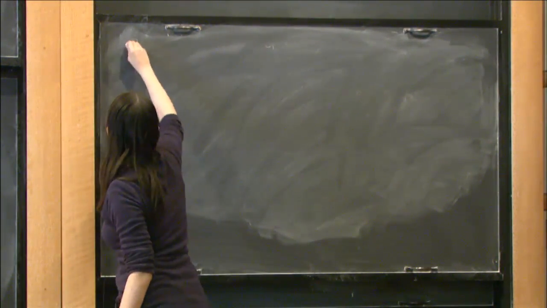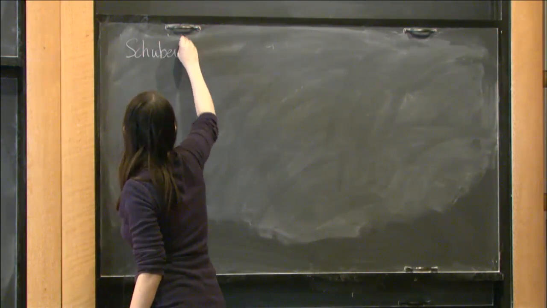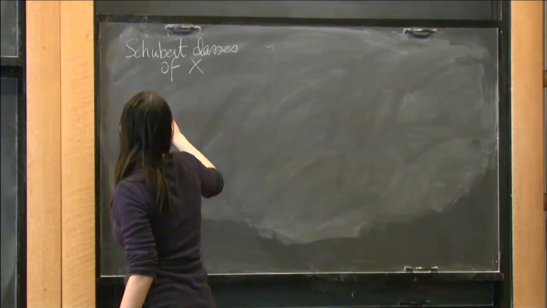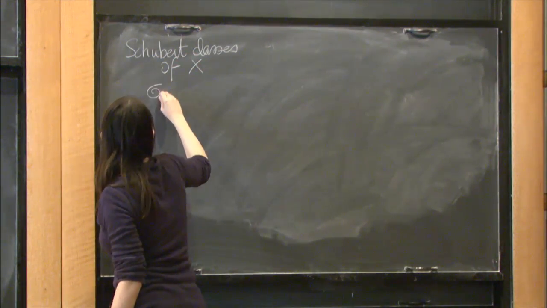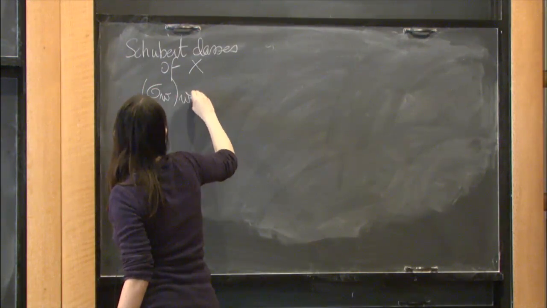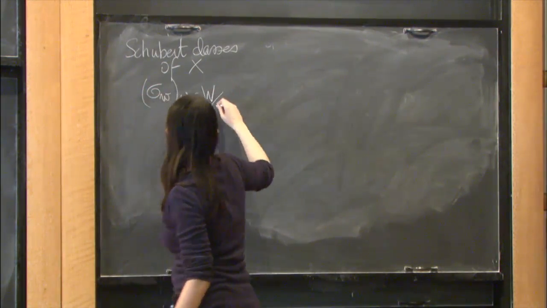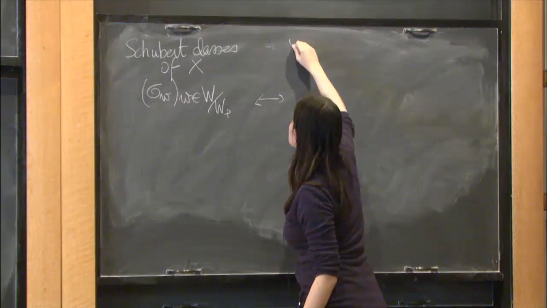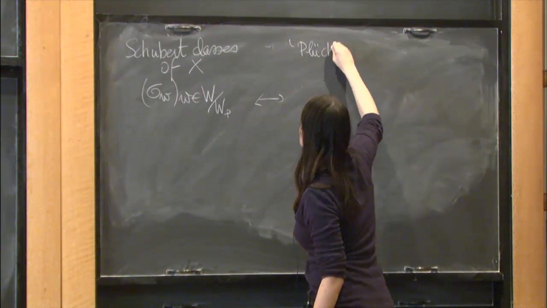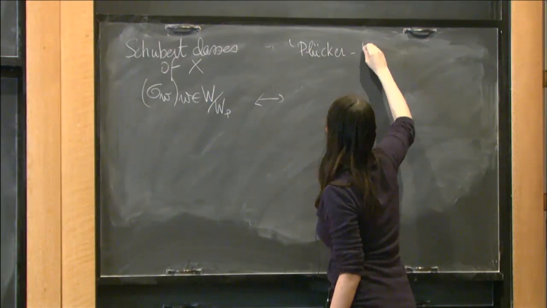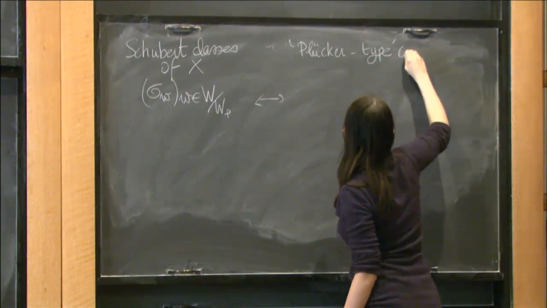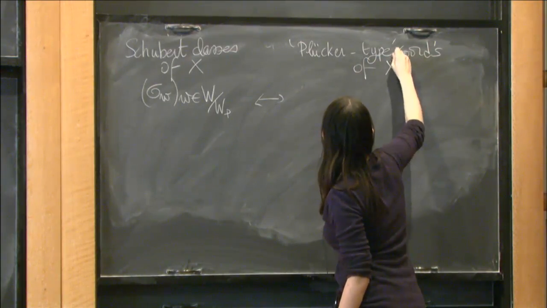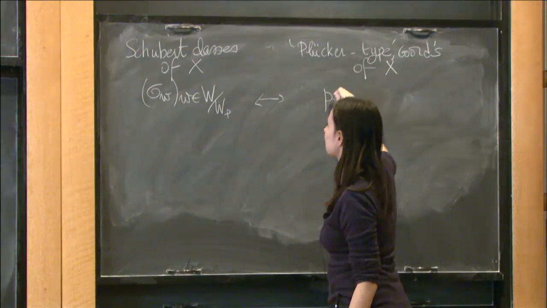So we've got some Schubert classes of X, which I will denote by sigma W, for W in the Weyl group of G quotiented by the Weyl group of the parabolic. And I have corresponding Plücker type coordinates of the dual, so PW indexed in the same way.